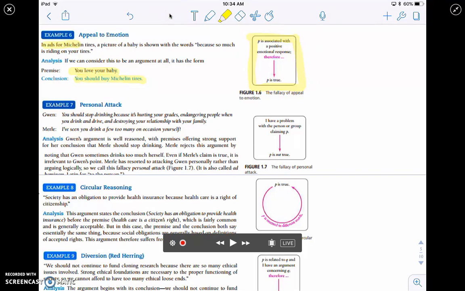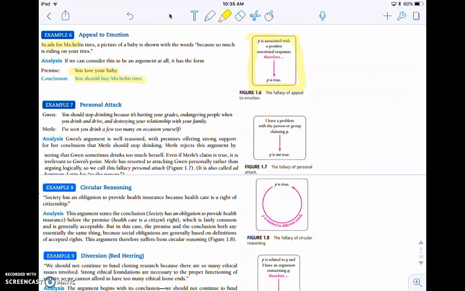All right, this is part 2 of Unit 1A. We're looking at some fallacies that can be made and that are made. We've gone through 6 examples. We've got a couple more examples to go through, and then we'll do some problems to apply these things.